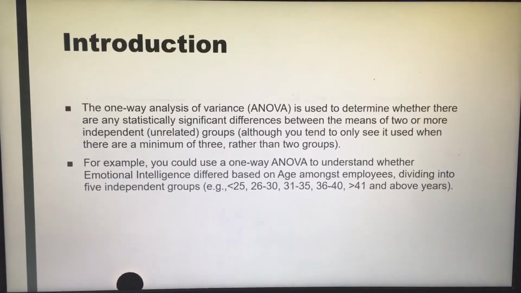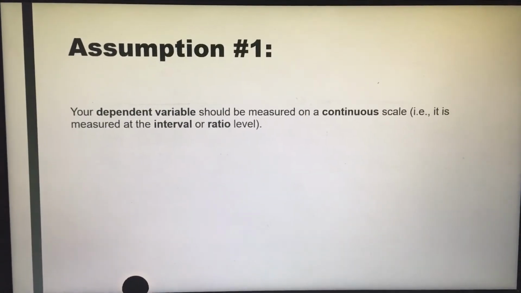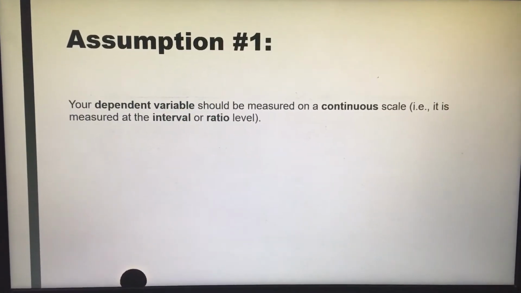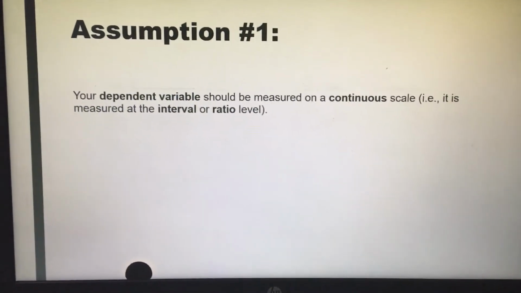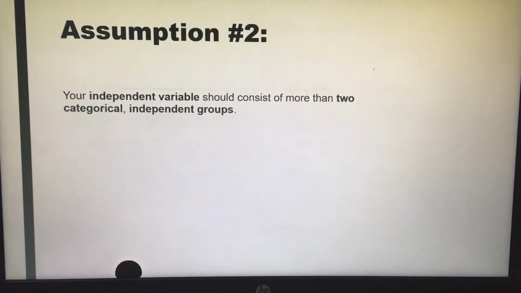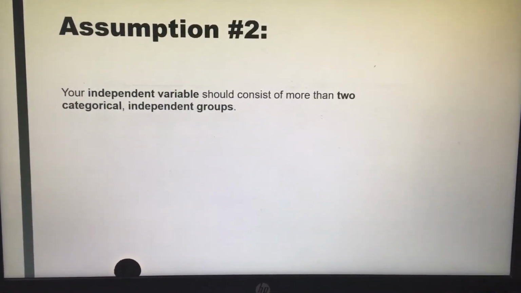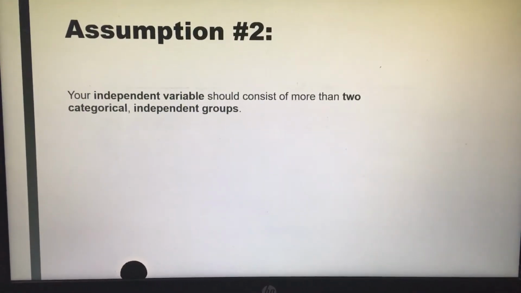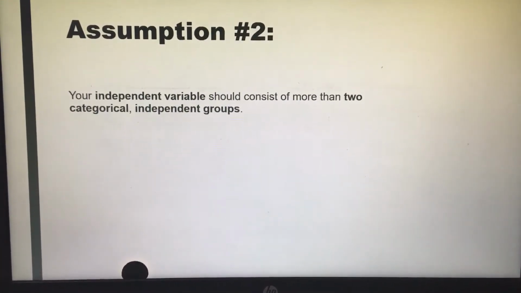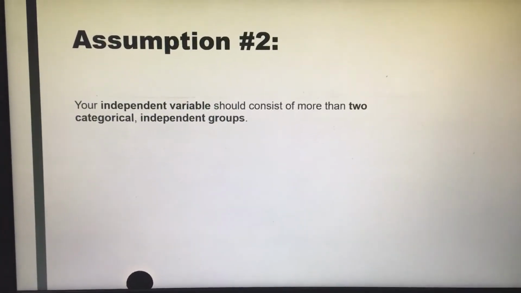In the same way, certain assumptions have to be taken care of. The first assumption is that your dependent variable should be measured on a continuous scale, either interval or ratio level. And the independent variable should have more than two categories. For example, here we have considered age. Under age we have more than two categories, like 20 years and above, 21 and above, and so on.